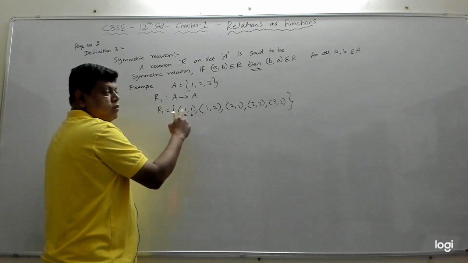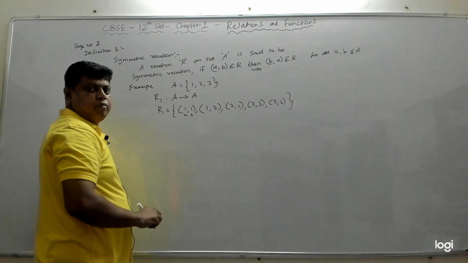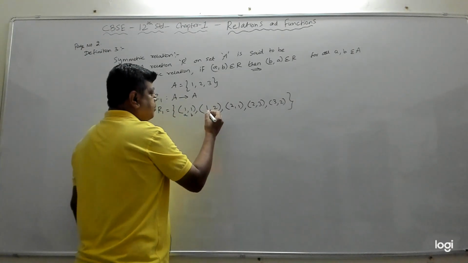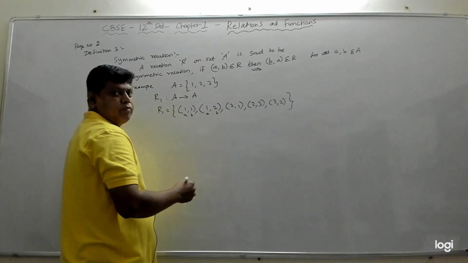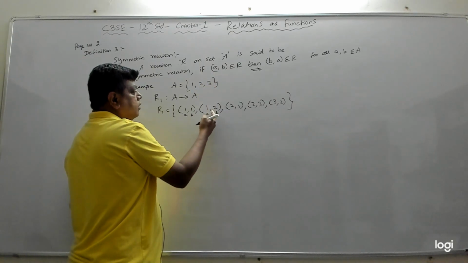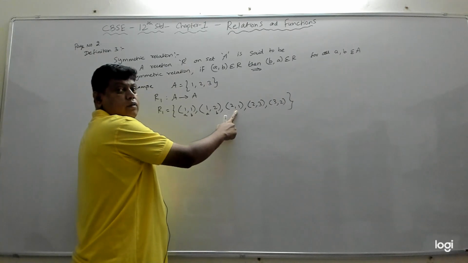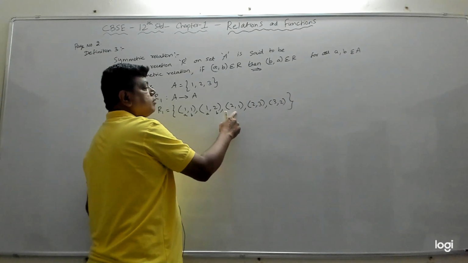What is the reverse of this? The reverse is again 1 comma 1. That should be in R. It is there. Now let's take this element, A comma B. This is A, this is B. A comma B, which is 1 comma 2, is in R. If this is in R, what is the reverse of this? 2 comma 1. It should also be there.